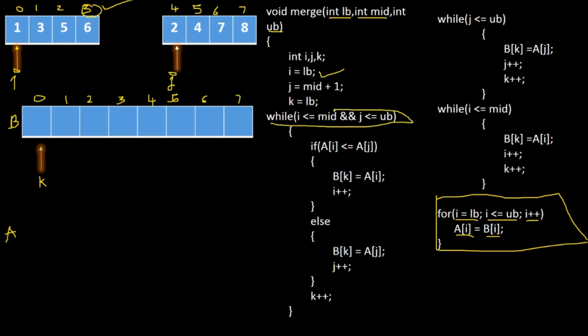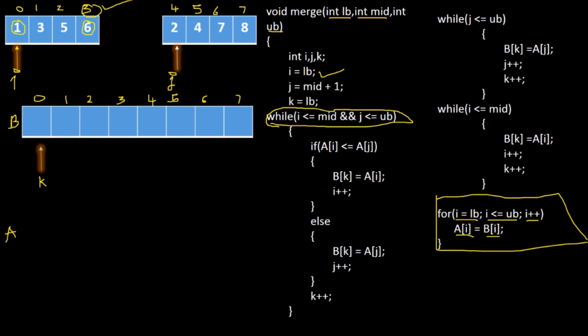This while loop checks what? i is less than or equal to mid. That means we are going to compare all these elements, right? From index number 0 up to what? Up to 3. 3 means your mid. So we want to compare all these elements, hence the condition i is less than or equal to mid is there.